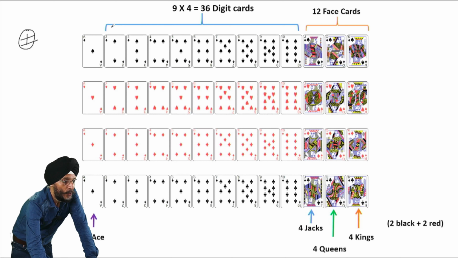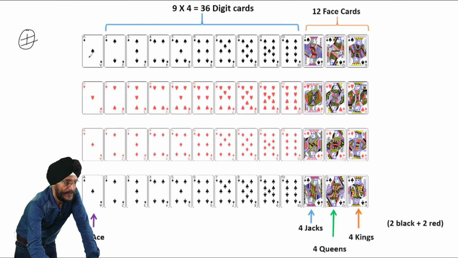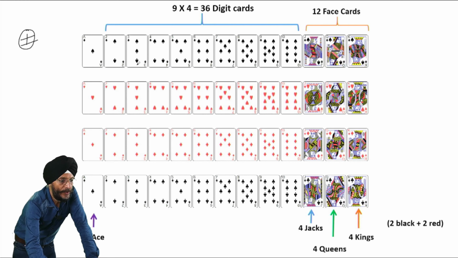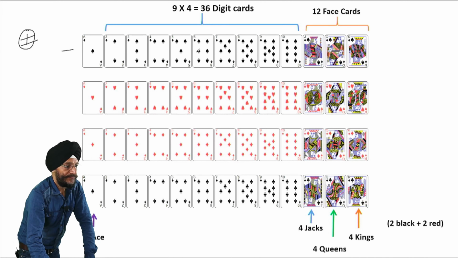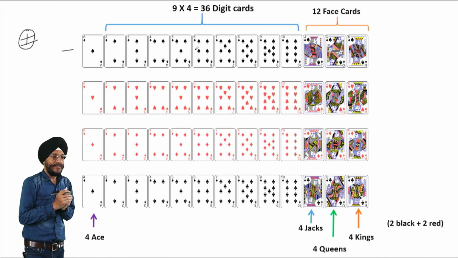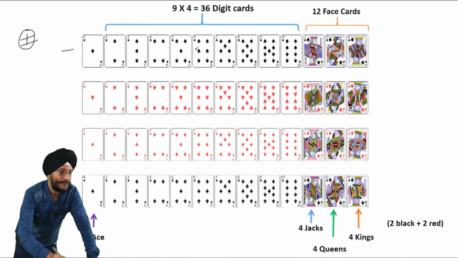Next, 2 to 10. These are 9 cards which have bearing on them 2, 3, 4, 5, 6, 7, 8, 9, 10. These are 9 cards, these are spades. These are the digit cards. So there are 4 rows of these digit cards. These cards are 36 because there are 4 rows.